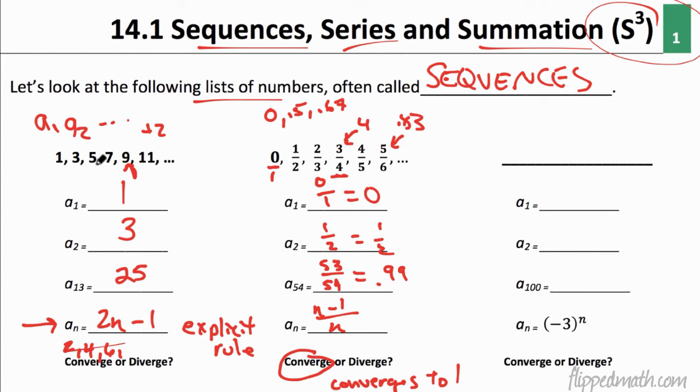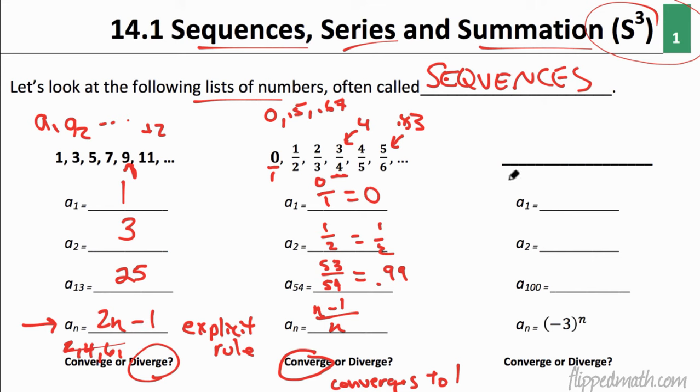Let's look at our other one. Our other sequence here, 1, 3, 5, 7. It's always going up by 2. Is there some value it gets closer and closer and closer to? No, so we say it diverges. It just goes higher and higher. So some of you are thinking, yeah, it gets closer to infinity. No, that's not one value. Okay, so if it gets closer and closer to one value, we say it converges. Otherwise, we say it diverges.